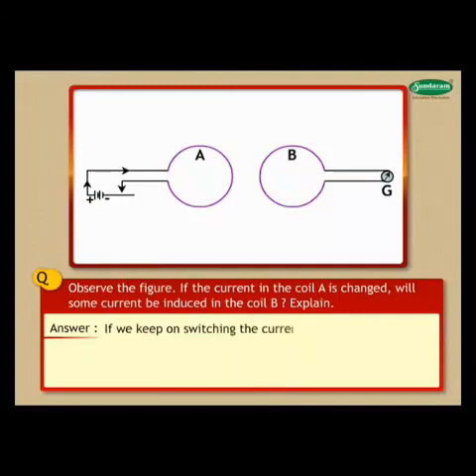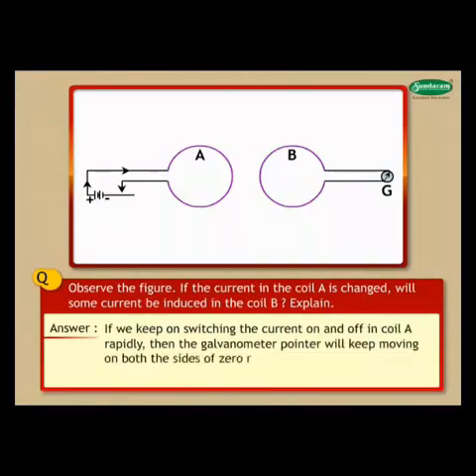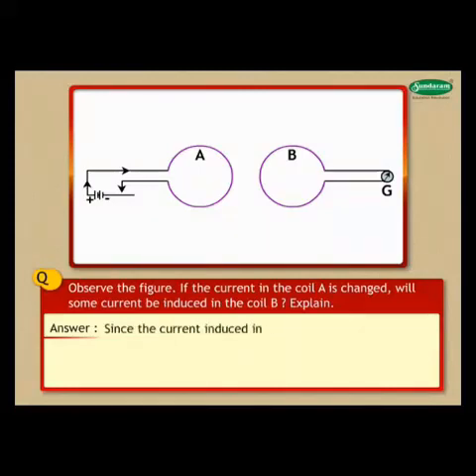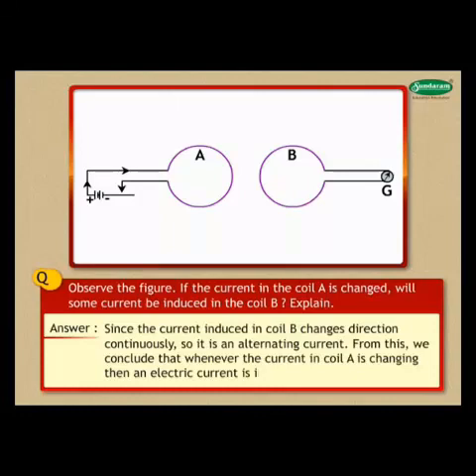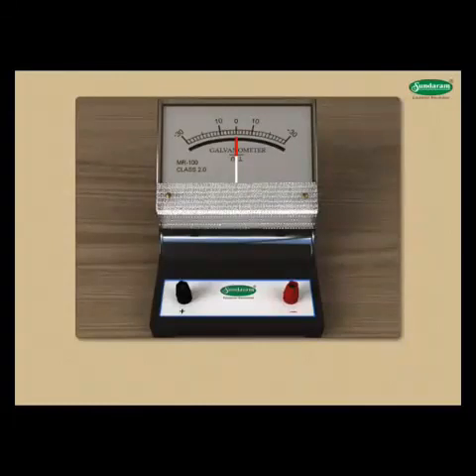If we keep on switching the current on and off in coil A rapidly, then the galvanometer pointer will keep moving on both sides of the zero mark continuously, showing that a continuous current is induced in coil B. Since the current induced in coil B changes direction continuously, it is an alternating current. From this, we conclude that whenever the current in coil A is changing, then an electric current is induced in the nearby coil B. A very useful application based on this principle is the galvanometer.